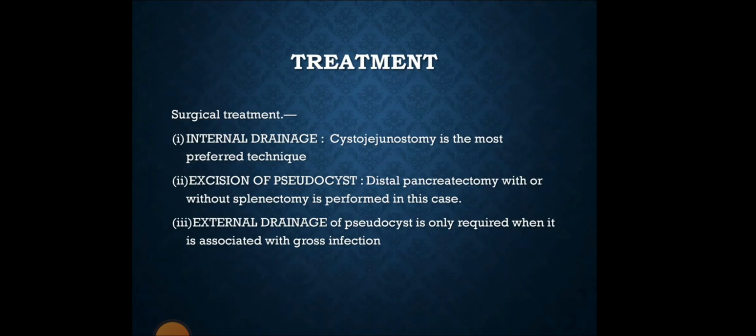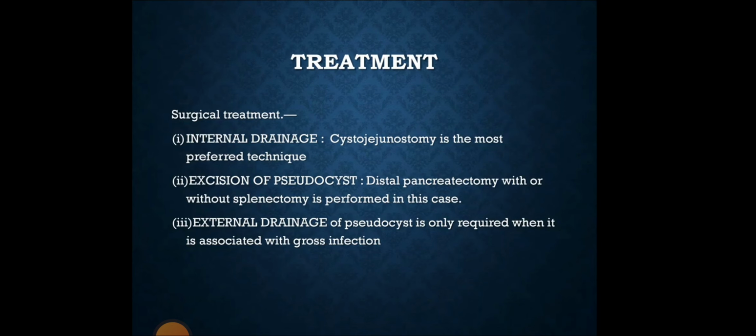In that condition, the treatments are internal drainage, excision of pseudocyst, and external drainage. In internal drainage, three options are there: cystojejunostomy, cystogastrostomy, cystoduodenostomy. Different anastomoses are created for the drainage. Cystojejunostomy is the most preferred technique. Cystogastrostomy means drainage is done into the stomach. Cystoduodenostomy is drainage into the duodenum.